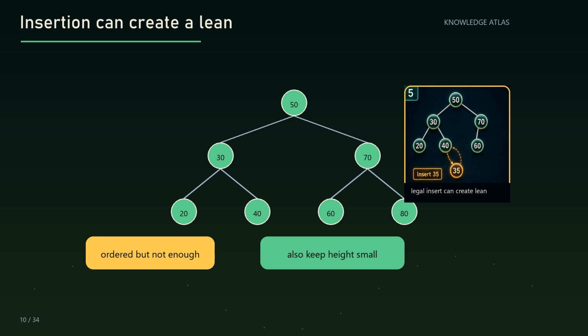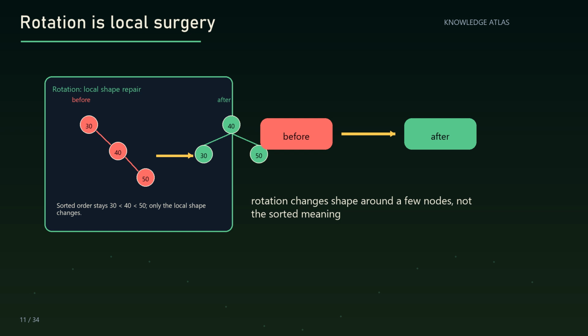Insertion follows the search path until it finds an empty child position. That adds the new value legally. But legal is not the same as healthy. The new node may make one side too tall. A rotation is local surgery. Imagine a small crane lifting one joint of the tree while the sorted cables stay attached. Only a few nodes move. The goal is not a new order, the goal is a shorter, healthier shape.